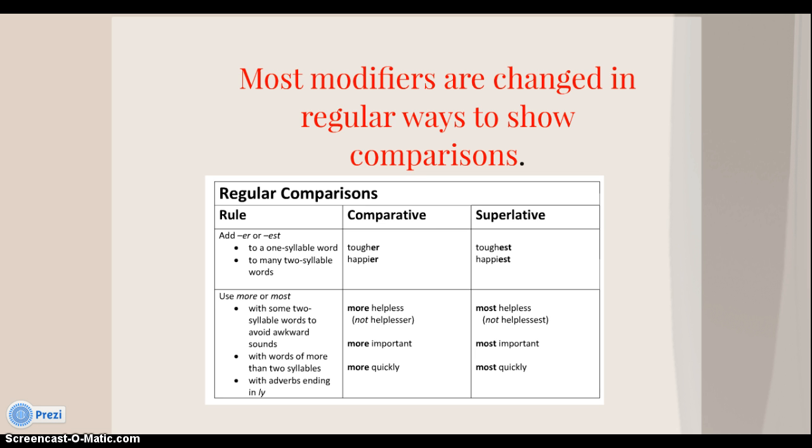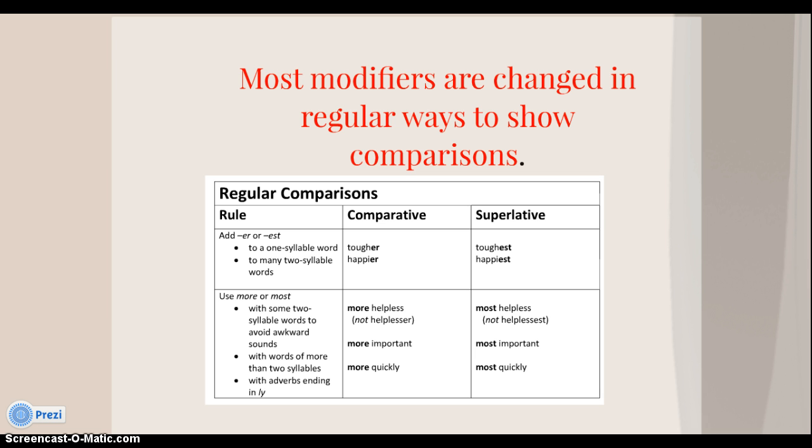Now, if we have words that are more than two syllables, like important, we're going to put more important for the comparative, most important for the superlative. Or if we have adverbs that end in ly, we would say more quickly or most quickly. We're not going to say quicklier or quickliest.